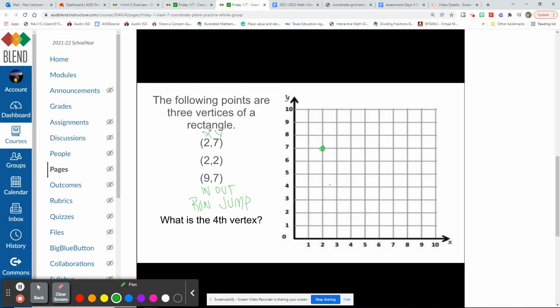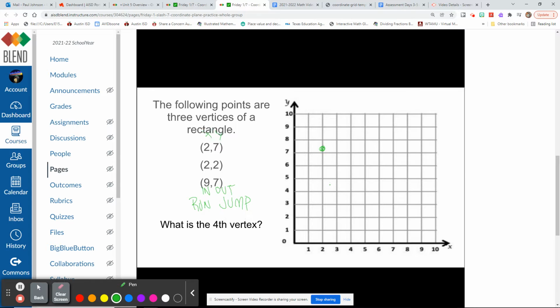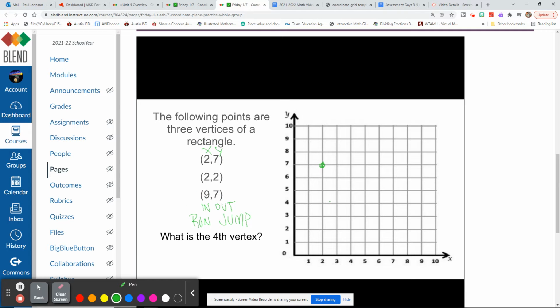The next point, hard to mess up because both of them are the same, but we're still, whoa, that's not right. Okay, so we're going to run 2 and then jump 2, and there we go. I have no idea why my screen just jumped itself. All right, and then so we have our first 2 points.